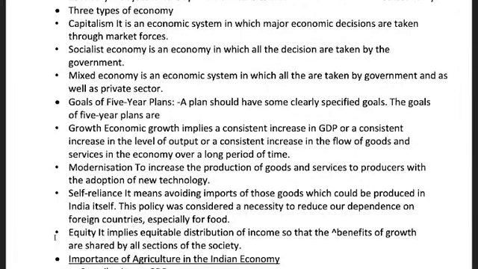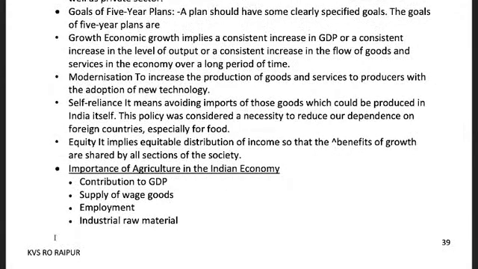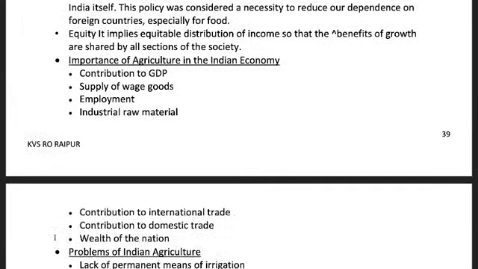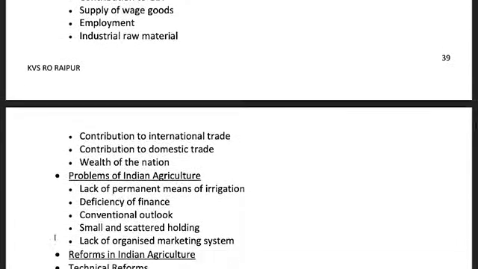Equity implies the equitable distribution of income so that the benefits of growth are shared by all sections of the society. Importance of agriculture in the Indian economy: contribution to GDP, supply of wage goods, employment, industrial raw material, contribution to internal trade, contribution to domestic trade, wealth of the nation.